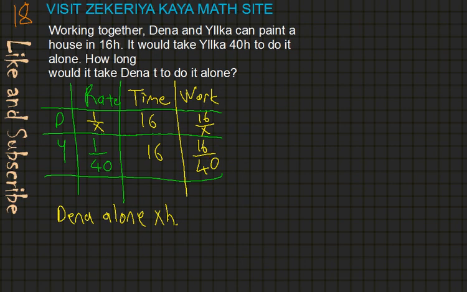But before I do that, I will simplify this one. I don't want to deal with big numbers. So if you can simplify a part, you must do it. 16 and 40, I can divide both of them by 8. 16 divided by 8 is 2, 40 divided by 8 is 5. So the sum of the work, 16 over x plus 2 over 5, must be equal to 1.